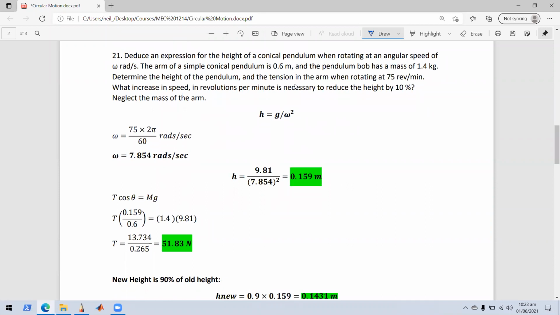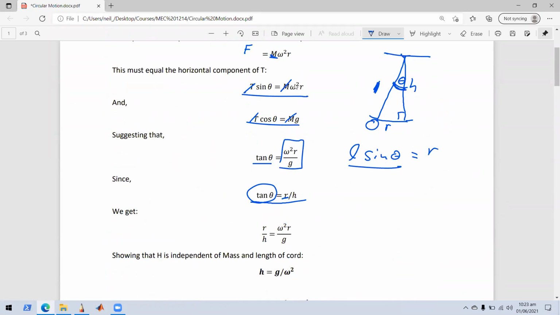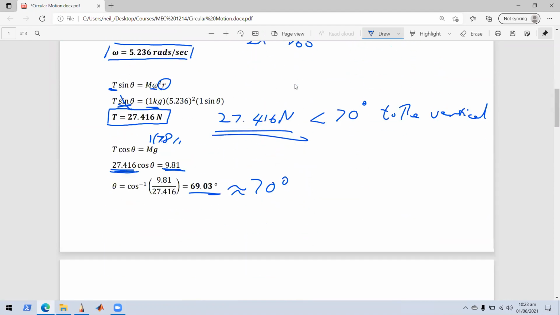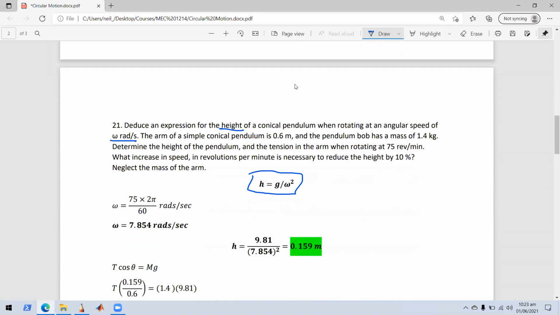Okay. So again, they ask us to deduce an expression for the height of a conical pendulum when rotating at an angular speed of omega rads per second. They didn't give us rads per second, they just give us omega. Now we did that just now in the previous question. So you can go ahead and do that back if you want to practice developing this formula. But you can just as easily write it back, right? And that's the expression for height of a conical pendulum when rotating at some omega rads per second.